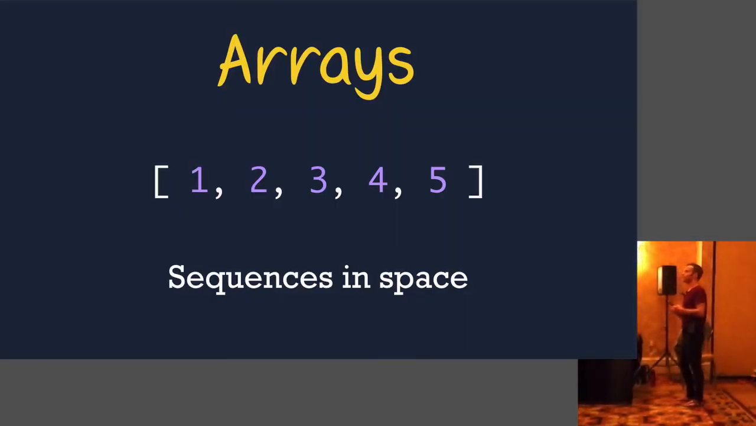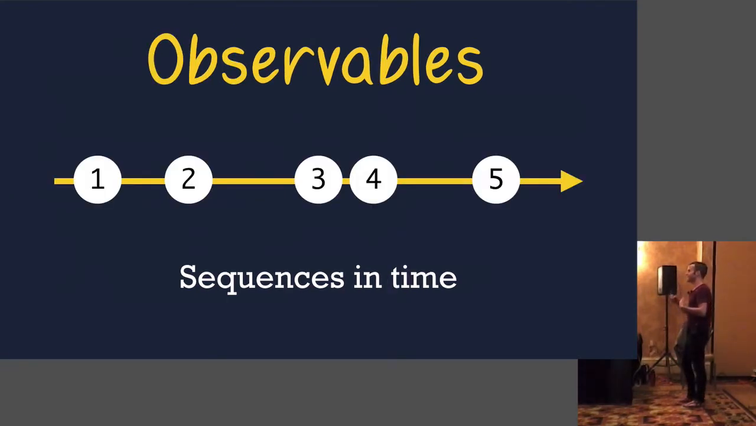Let's start off by thinking, okay, what is an observable? And I want to step back and let's think about arrays for a moment. We typically think of them as just a list of items that we can index into. But what if we treated them as sequences? Sequences of items, and they're sequences in space. So we just have all the items up front in memory. If we think of them as sequences in space, we can look at observables and think of them as sequences in time. So they're like arrays, whereas instead of having all the values up front, we're going to get the values over time instead.